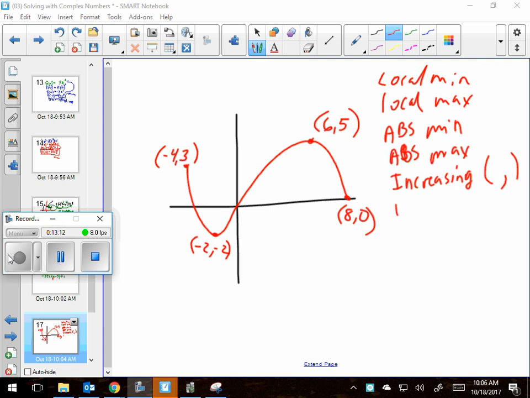Tell me one where it's decreasing. Tell me its domain. Tell me its range. And tell me, what does it mean when I ask you what's f of 6? And then what does it mean if I say what's f of x is 5? Like, what in the heck am I asking? Figure out those two answers.